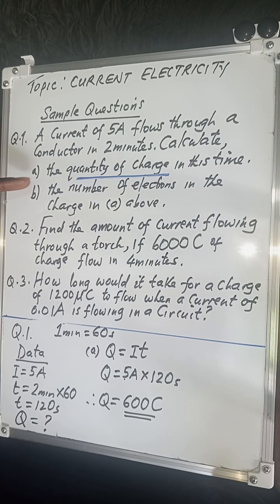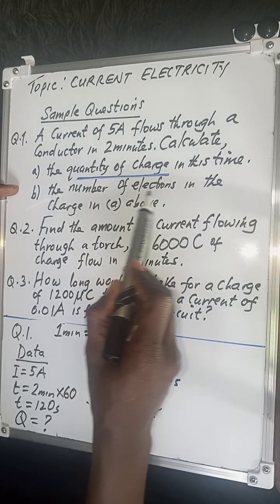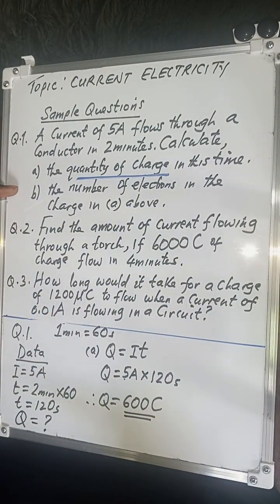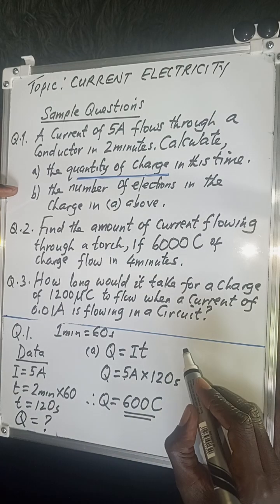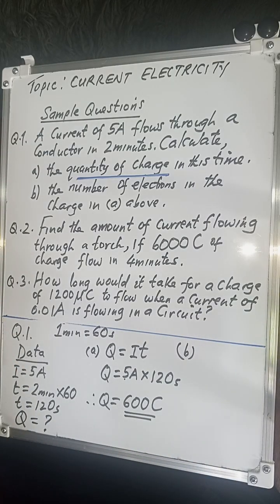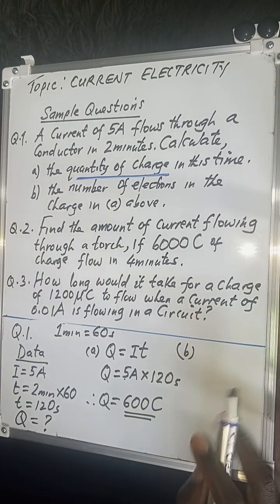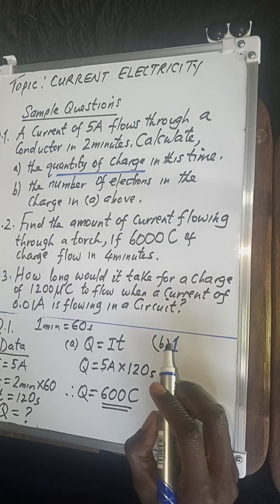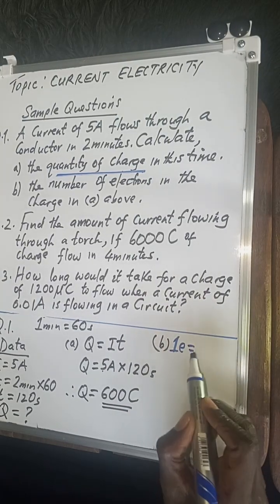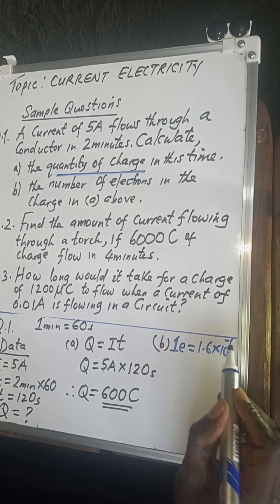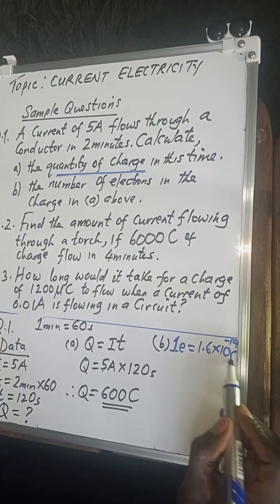In the next one, it says calculate B, the number of electrons in the charge in A above. So in this charge, how many electrons are there? That's what the question is saying. So we can actually get to do the question from this side. I'll use a different marker so that you're able to see. If you remember, we said that 1 electron is equal to 1.6 times 10 raised to the power negative 19, and that is in coulombs.